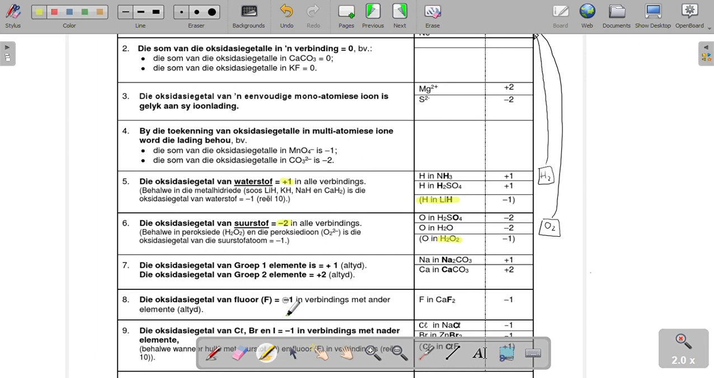Then this one is always negative 1. Again, exception will be in its element form.